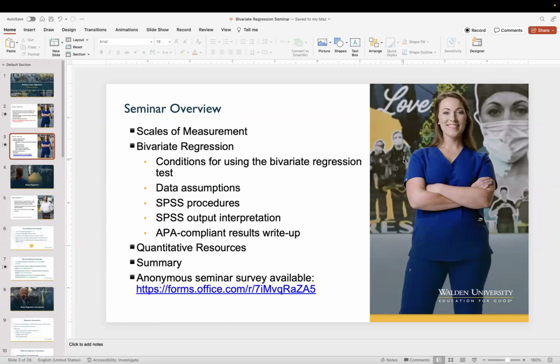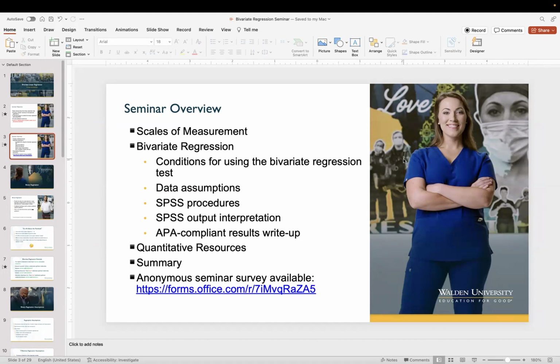Now, because this is a parametric test, meaning that there are data assumptions that we must address and consider before we actually run the bivariate test, and we'll go into that. And those data assumptions we'll talk about. Then we'll actually look at SPSS, run the procedure live.